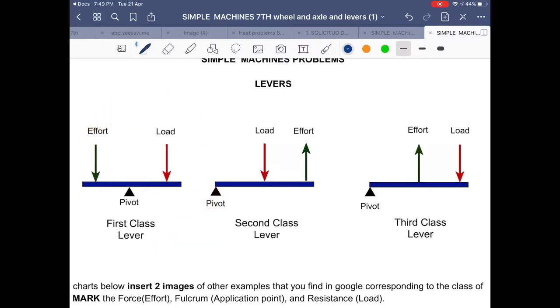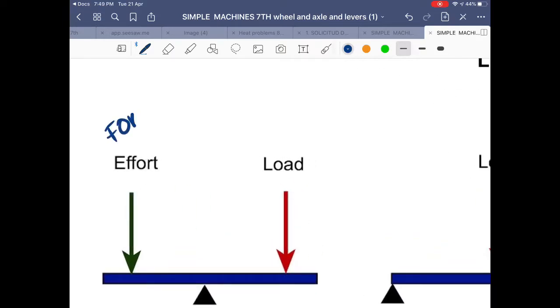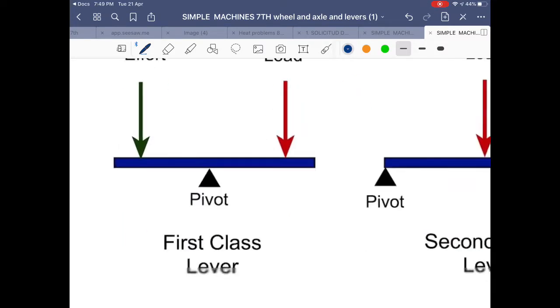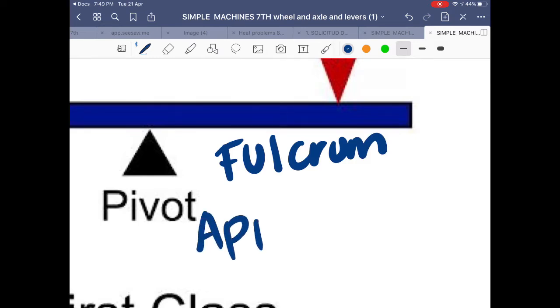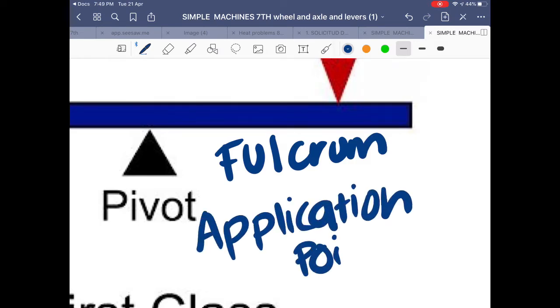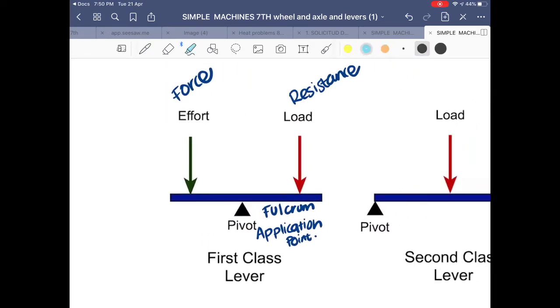Okay, important terms that we need to know. We have effort or force. You can also find that word in the problems. Load or resistance. And pivot or fulcrum or application point. Okay? I prefer to use the application point, but any of them will be correct. And now let's remember that a lever in Spanish is a palanca.